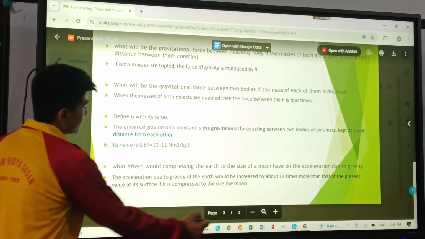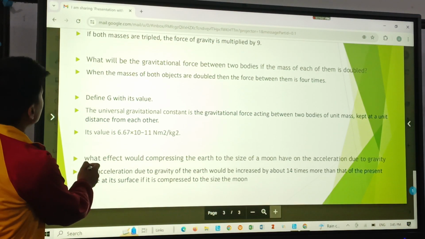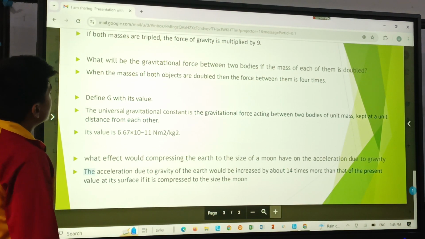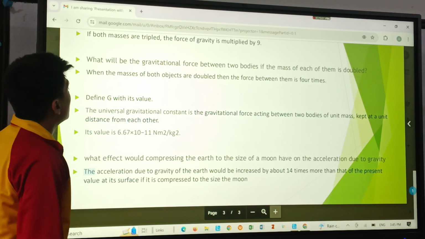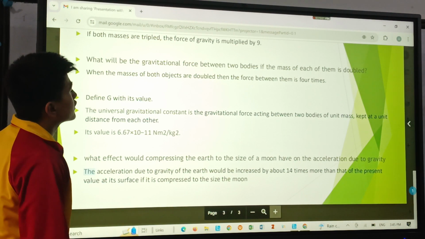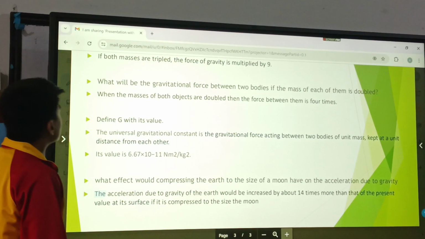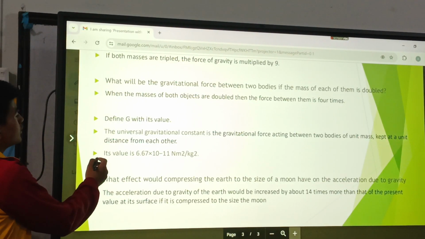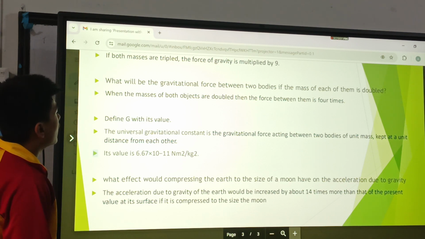Define G with its value. The universal gravitation constant is the gravitational force acting between two bodies of unit mass kept at unit distance from each other, and its value is 6.67 × 10^-11 Newton meter square per kg square.